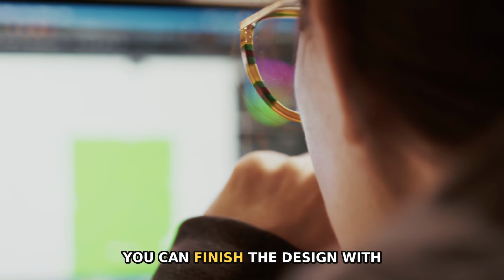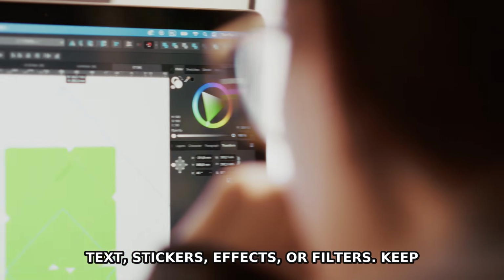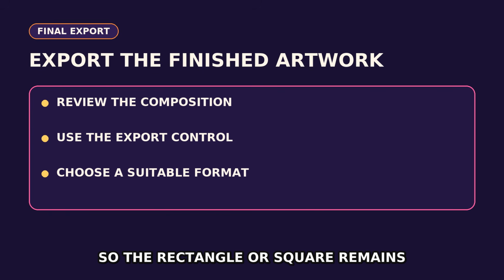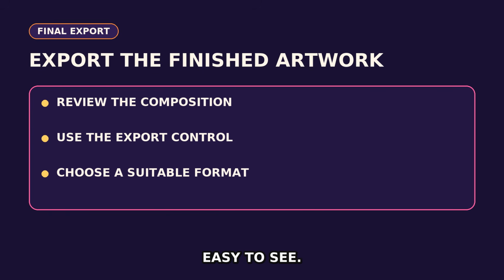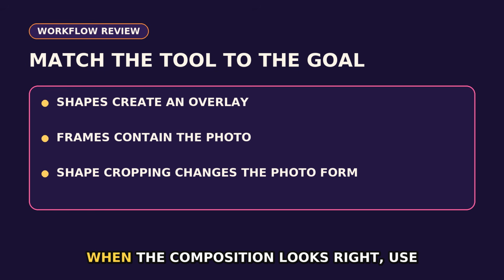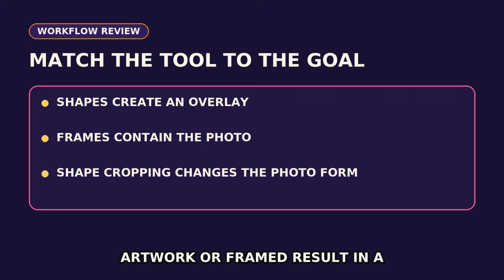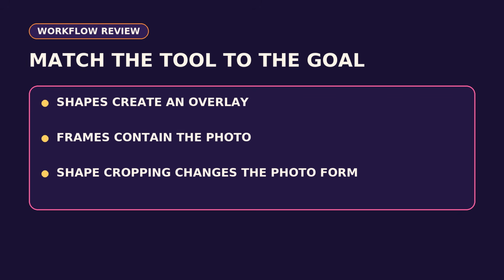You can finish the design with text, stickers, effects, or filters. Keep these additions focused on the image so the rectangle or square remains easy to see. When the composition looks right, use the export control. CapCut's documented workflows describe exporting the edited artwork or framed result in a format that suits your use.